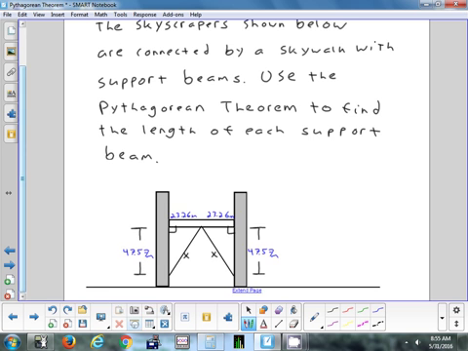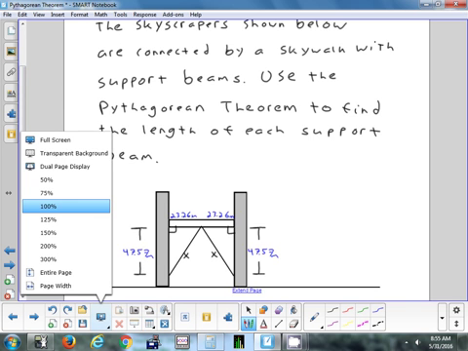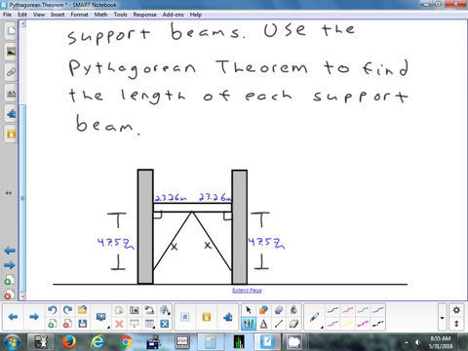All right, so let's take a look at our picture. What's shaded in light gray? Those are the 2 towers. This beam going left to right, that's the skywalk. How many triangles do you see in that picture that have the little 90-degree symbol? Yep, 2. You've got one right here, and you've got one right here.